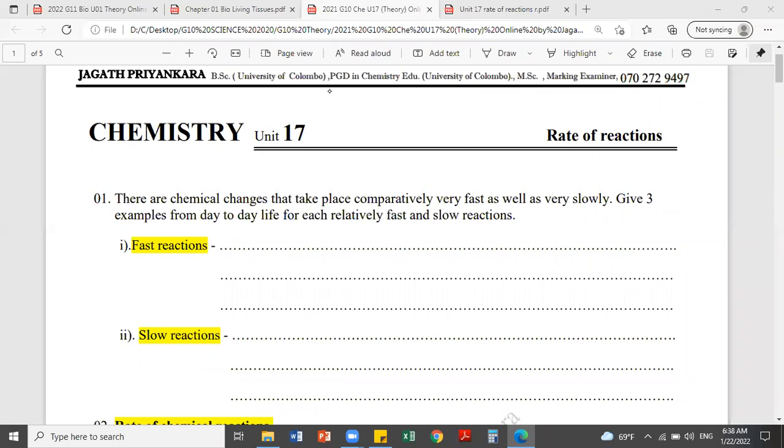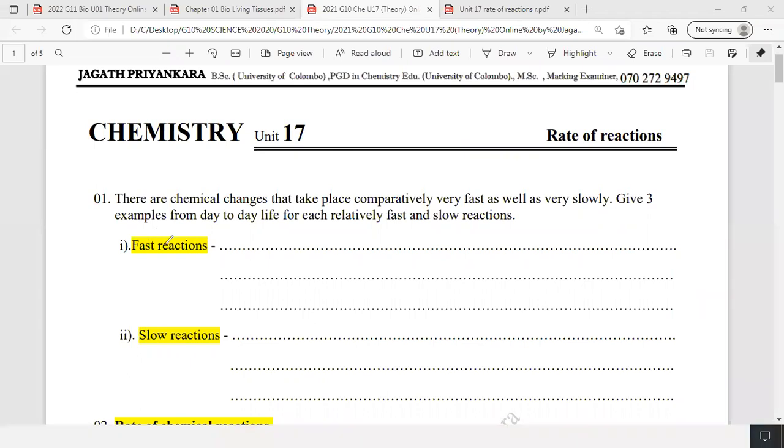Okay, look at the screen. First, we can write a few examples for the fast reaction. Actually, some reactions can occur within 1 second. Some reactions can occur within a few minutes, some within a few hours, some within a few days, and some can take even several months or even several years. I'll give one example: some nuclear reactions can happen very fast or very slowly, depending on the half-life. Right?